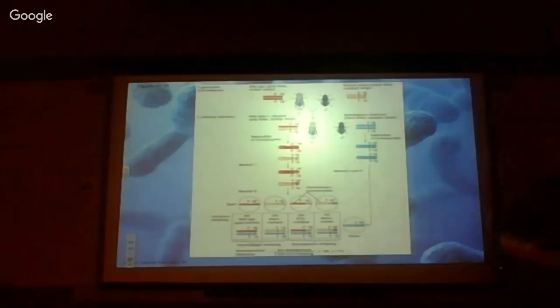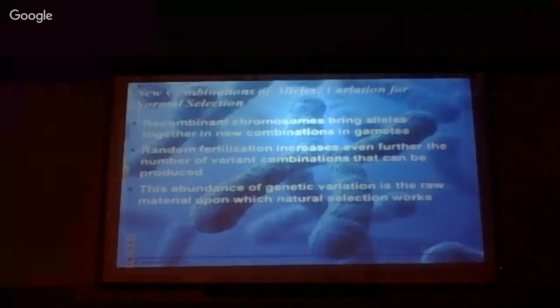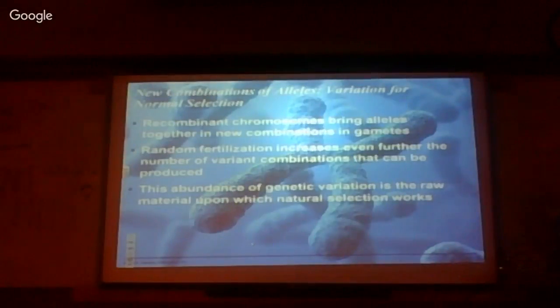But Thomas Hunt Morgan, one of his students, Alfred Sturtevant, took this a step further. He looked at combinations of alleles to come up with where the locus is. And when I say locus, what do I mean? The location of those genes or of those alleles on the particular chromosome.